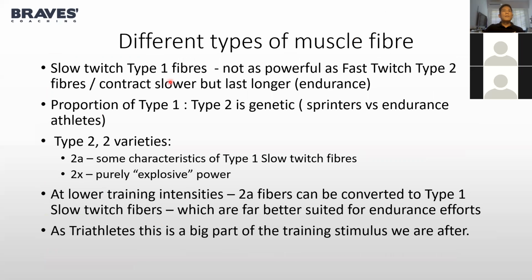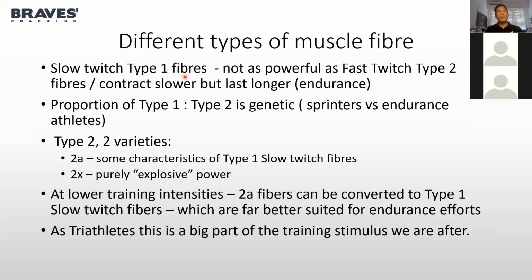So really quickly, different types of muscle fiber. In our muscle, there are 2 types of fiber. Type 1 slow twitch fibers are not as powerful as the fast twitch type 2 fibers. They contract slower, but they last longer. Think of a boa constrictor slowly squeezing its prey: slow contractions that last longer. As endurance athletes, that's kind of what we want.